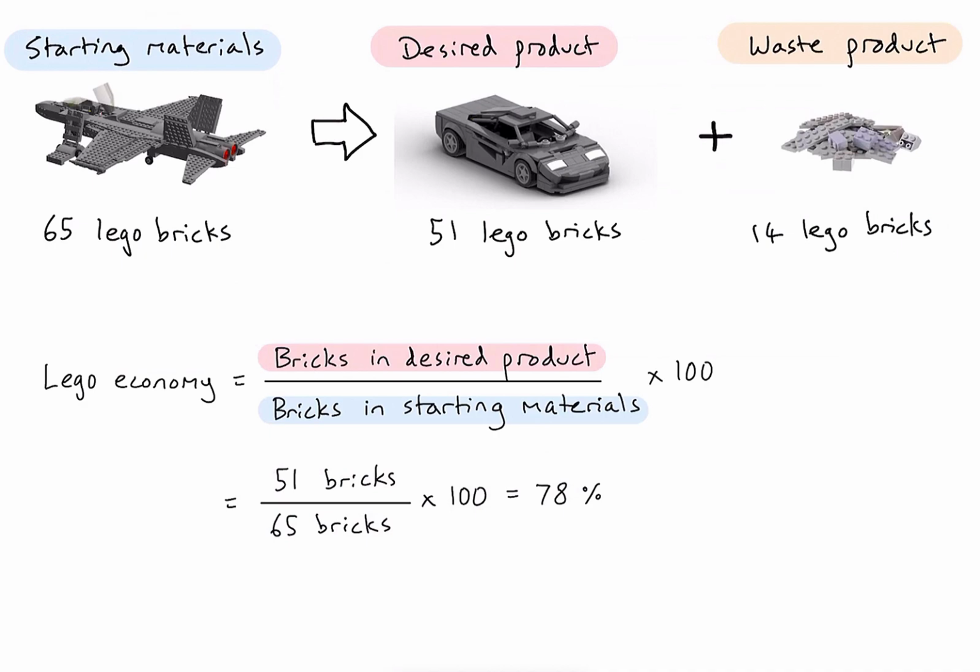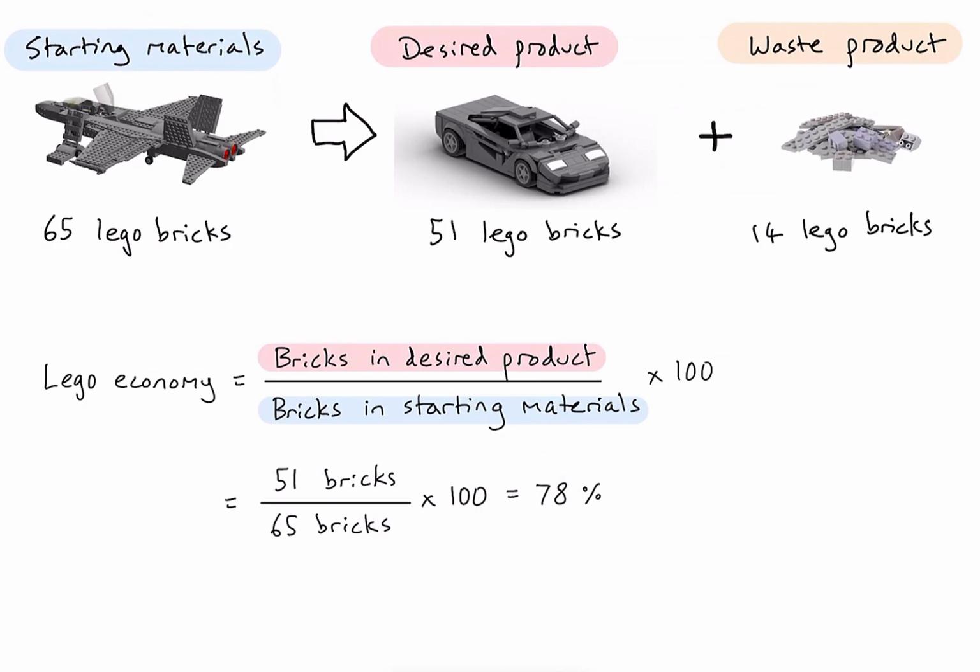And what does that 78% mean? Well, it means 78% of the bricks in my starting materials were used in my desired product, which actually indicates that 22% of those bricks were actually waste products or not needed in my desired product. So that's a reasonably efficient process.